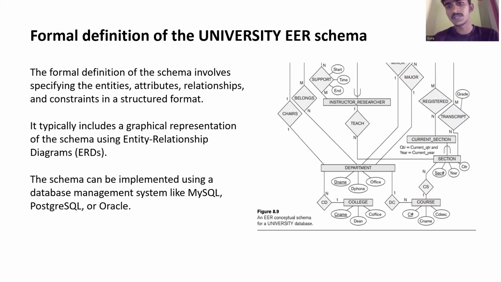Formal definition of the university ER schema. A formal definition of the schema involves specifying the entities, attributes, relationships, and constraints in a structured format. It typically includes a graphical representation of the schema using an entity relationship diagram. The schema can be implemented using a database management system like MySQL, PostgreSQL, or Oracle.